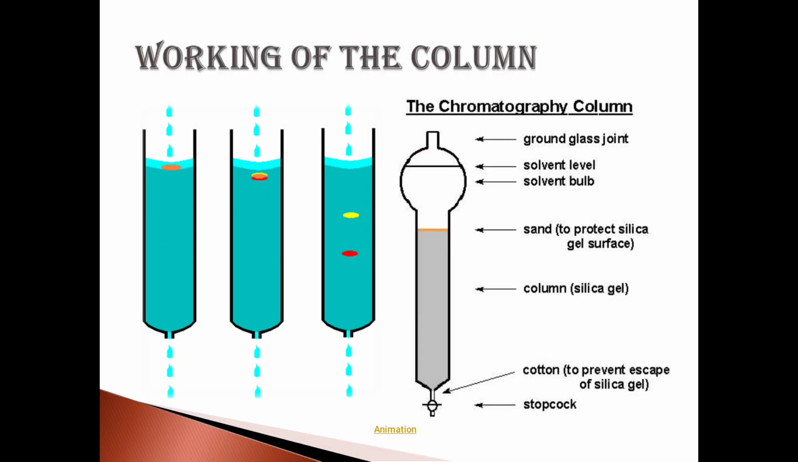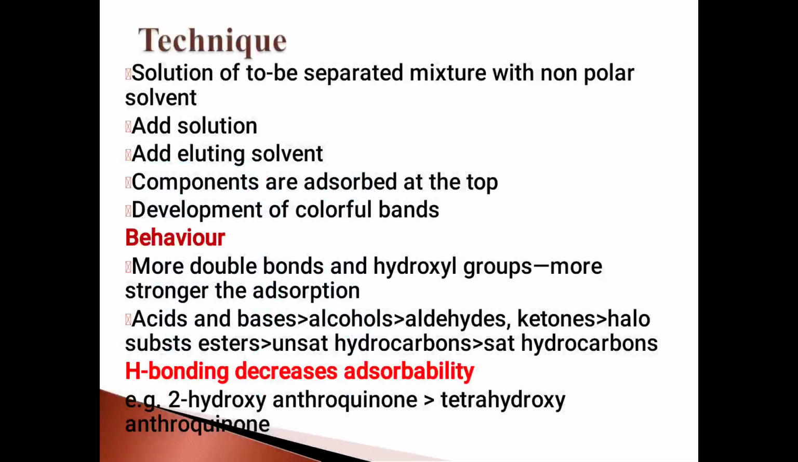Working of the column. Technique: the solution of the mixture to be separated is prepared with a non-polar solvent. Add the solution, then add the eluting solvent. Components are adsorbed at the top of the column, leading to development of the color bands. Behavior: the more double bonds and hydroxyl groups, the stronger the adsorption. Hydrogen bonding decreases adsorbability.